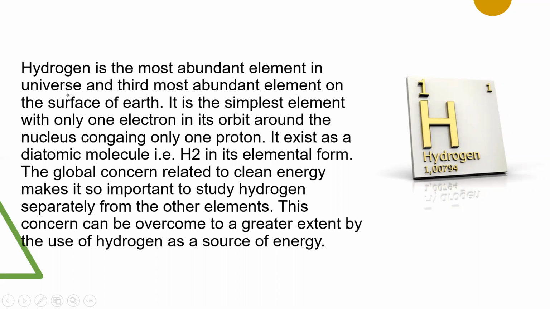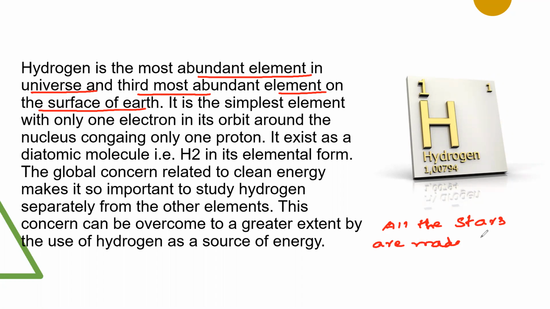Hydrogen is the most abundant element in the universe and the third most abundant element on the surface of the earth. Why is it the most abundant element in the universe? Because all the stars are made up of hydrogen and helium. And in the universe, as we already know, the stars are more when compared to the Earth, because Earth is only a tiny speck in the universe. So that's why hydrogen is the most abundant element in the universe and the third most abundant element on the surface of the Earth, that is, the Earth crust.